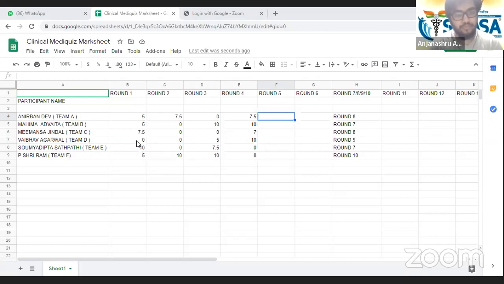Team D, round 1 0, round 2 0, round 3 5, round 4 10. Total is 15. Team E, round 1 10, round 2 0, round 3 7.5, round 4 0. Total 17.5. Team F, round 1 5, round 2 10, round 3 10, round 4 8, total 33.